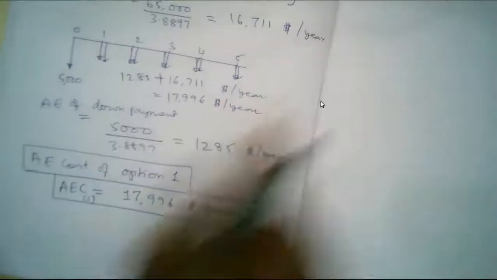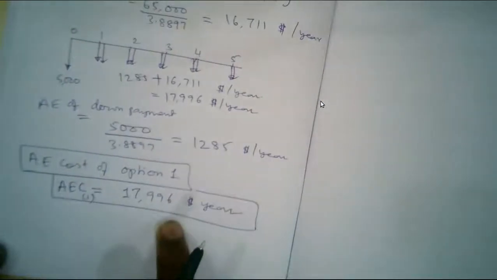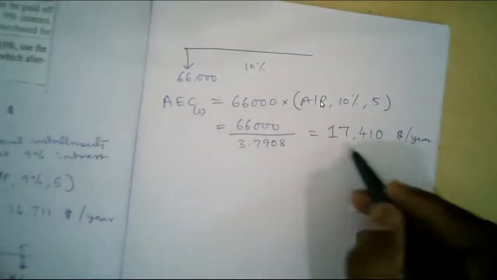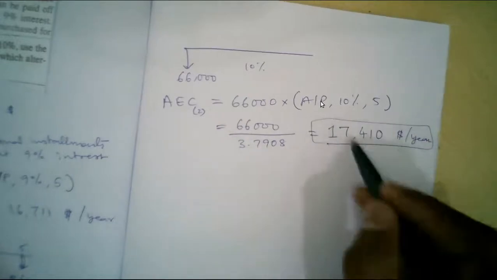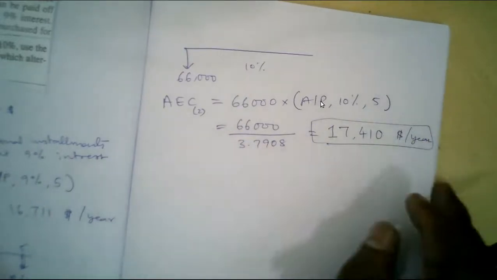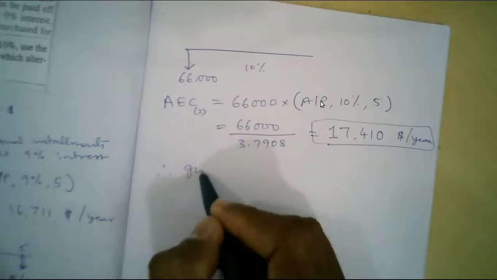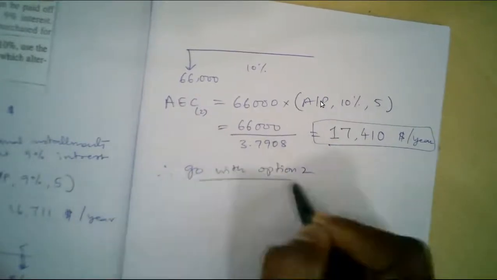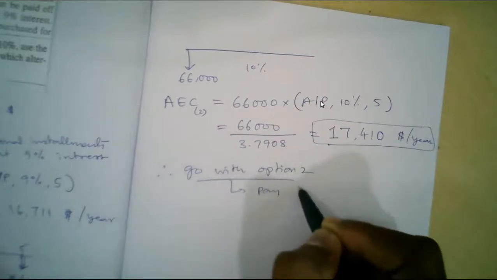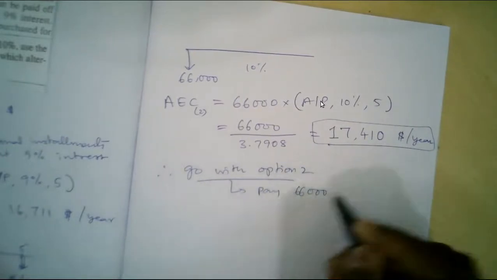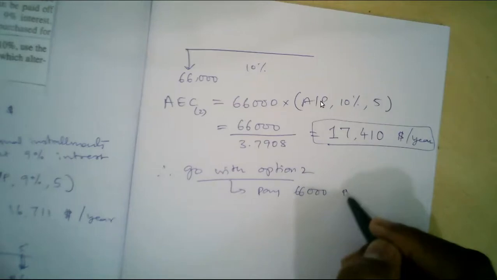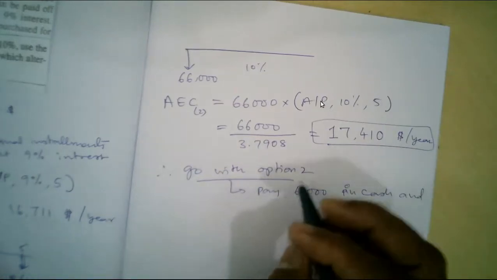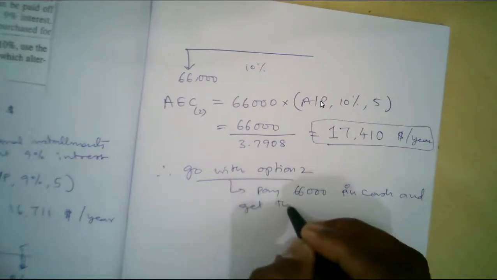Now look at the annual equivalence costs. The annual equivalence cost of option one is 17,996. The annual equivalence cost of option two is 17,410. So the annual equivalence cost is less in this case. Therefore, go with option two. What is option two? Pay 66,000 right now in cash and get the machine.